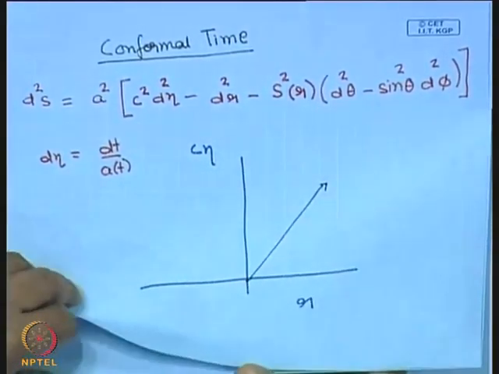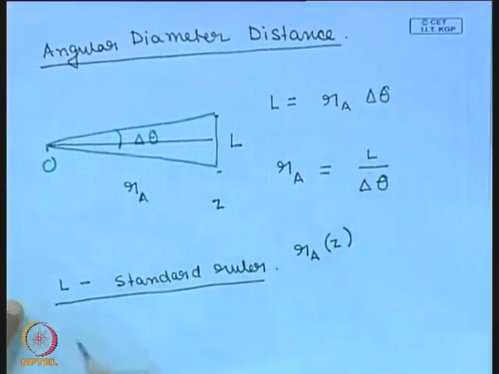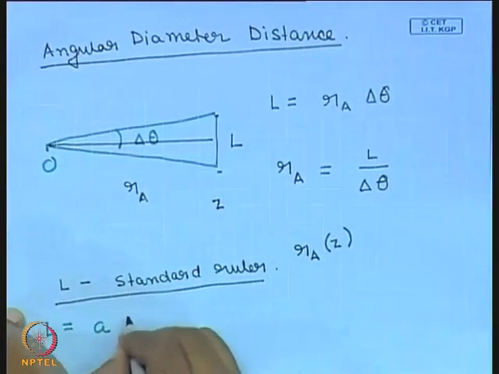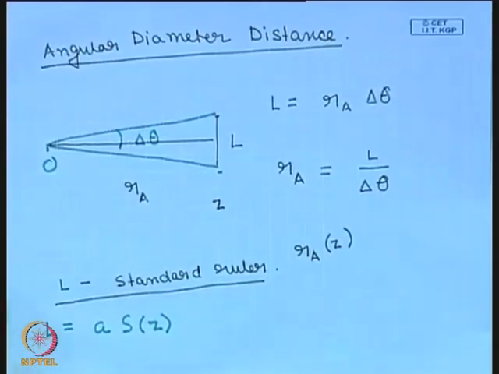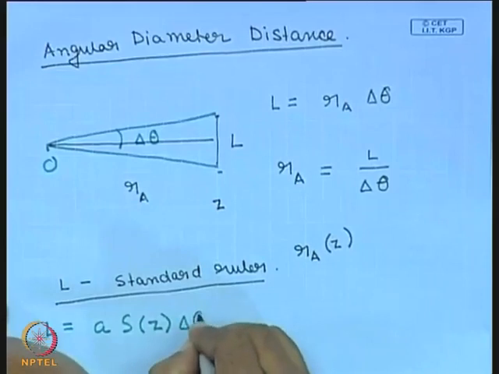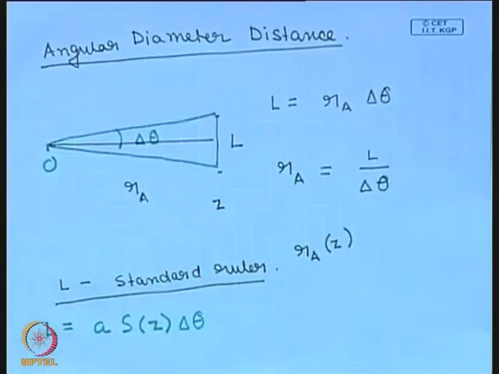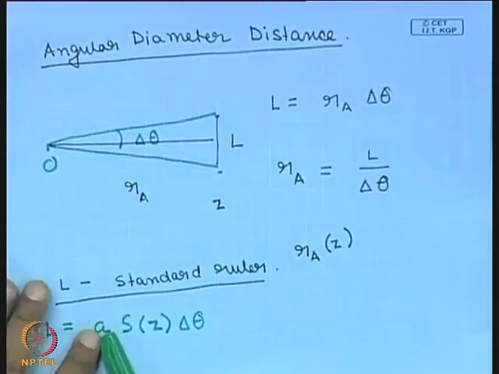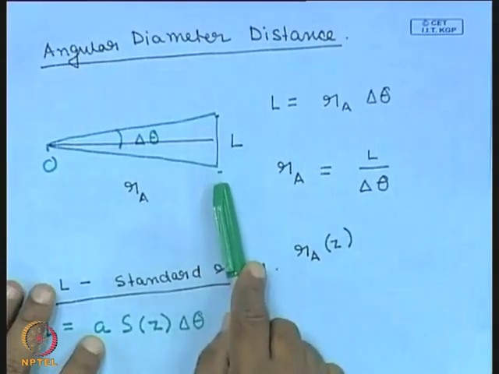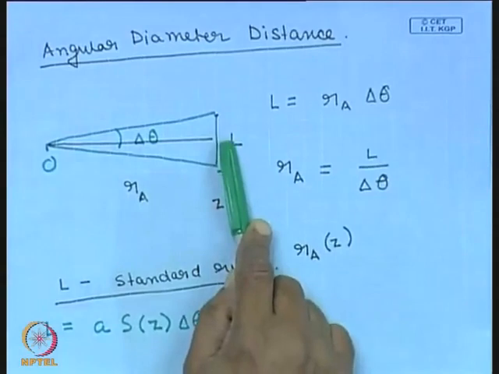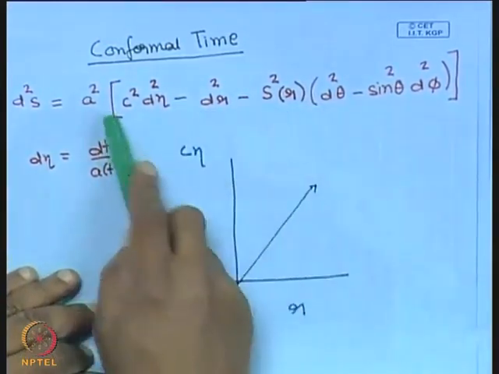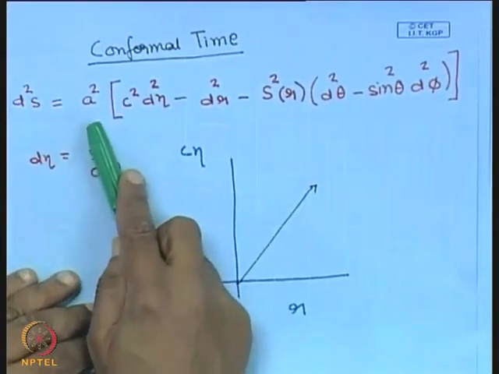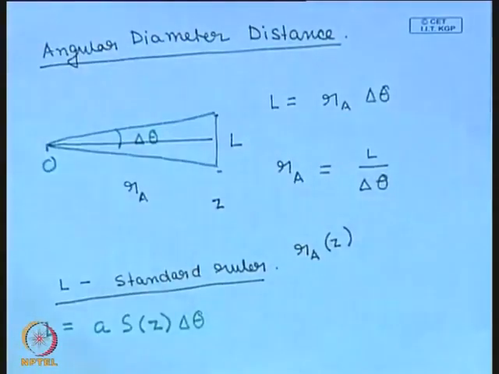So this L is A S of R, which I can write as S of Z, because I can calculate R if I know Z, and if I know R I can also calculate S. So I can write this as S of Z into delta theta, and A is the value of the scale factor at the instant when the light was emitted, because we know that delta theta into S into A is equal to the physical length of that object at the time when the light was emitted. So this should be A emitted.